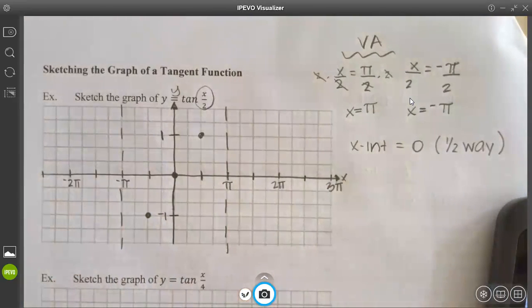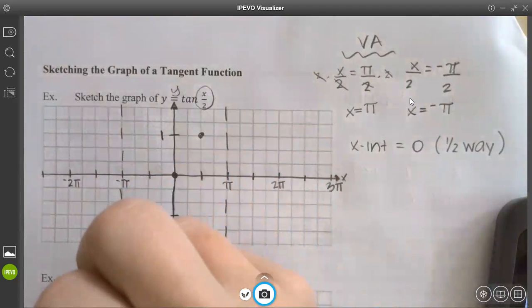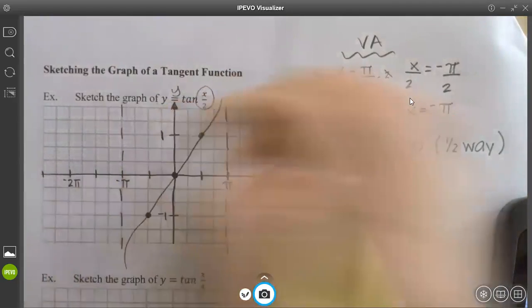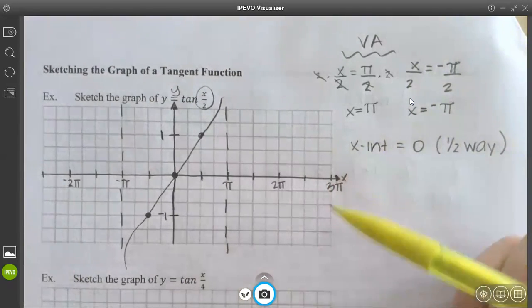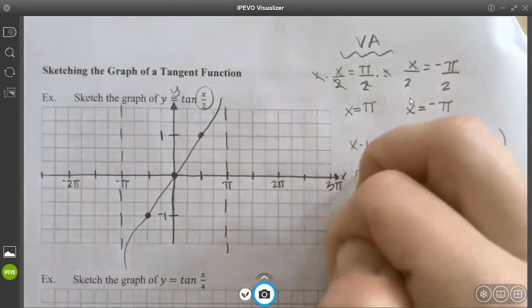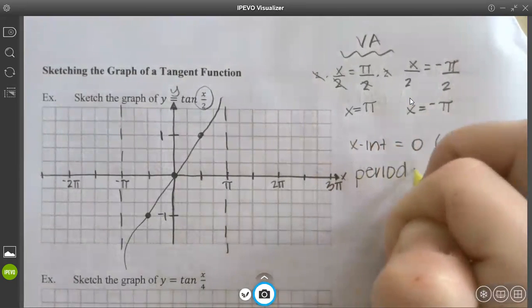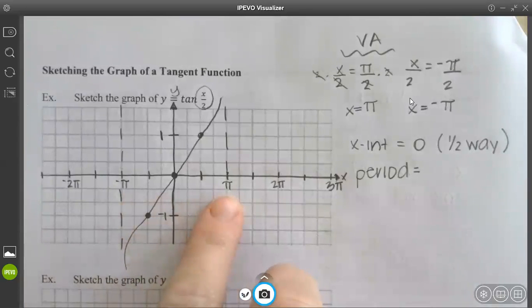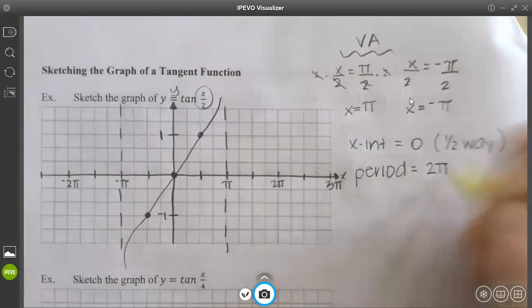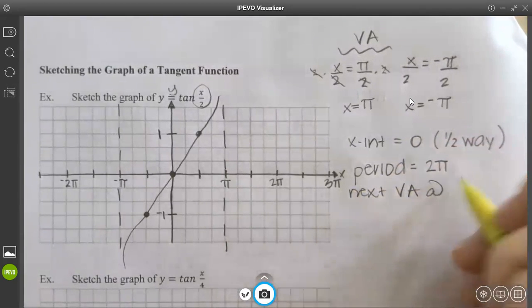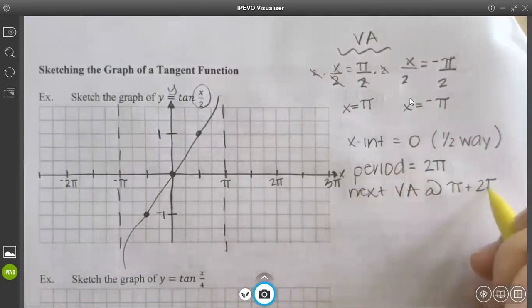And then remember that your shape happens the same way every single time. So your general shape is to go here and it's going to be like that sideways S. And it's going to go up. What is your period? How long it takes them. Okay, so we went from negative pi to pi, which is how far? 2 pi. So our next asymptote is that pi plus 2 pi or 3 pi?